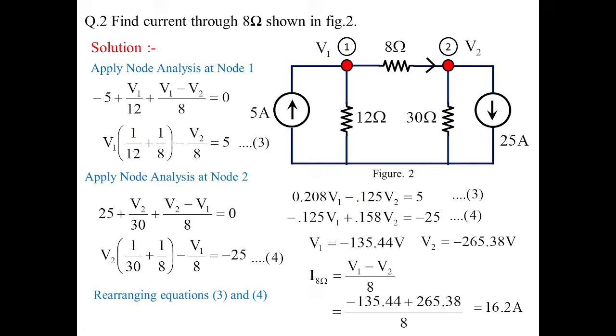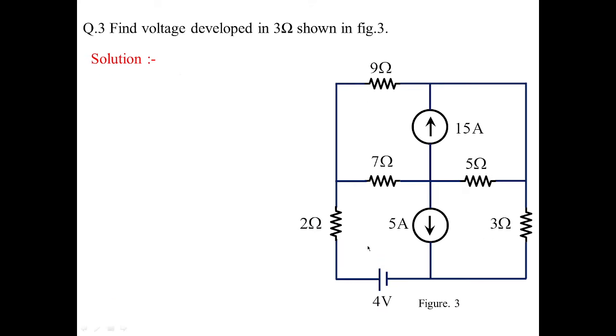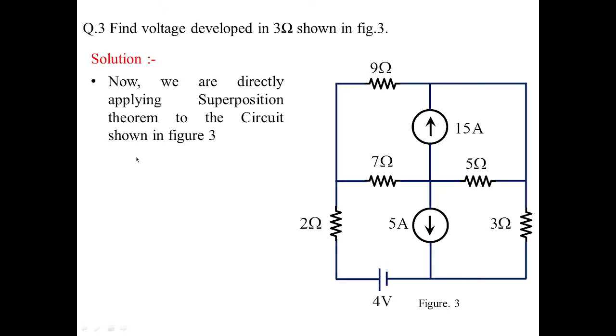So we have seen these examples and we have applied 2 to 3 different methods to find out the current conditions. Now in this particular problem, I will be finding out the voltage drop in 3 ohms directly with superposition theorem. As an exercise, you can cross check the result with mesh analysis and node analysis. So let us start with the problem. You can see we have 4 volts, 5 amperes, 15 amperes, 3 sources, and the rest of the resistors are passive elements. So we need to find out the voltage in 3 ohms. Okay, so let's start with the problem.